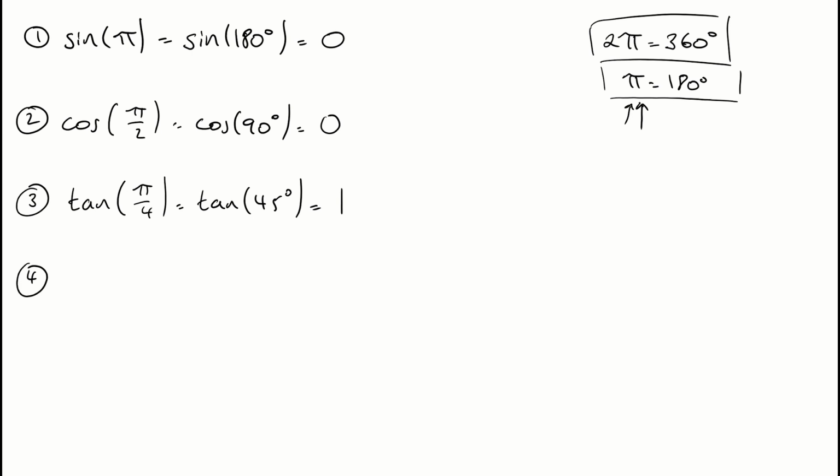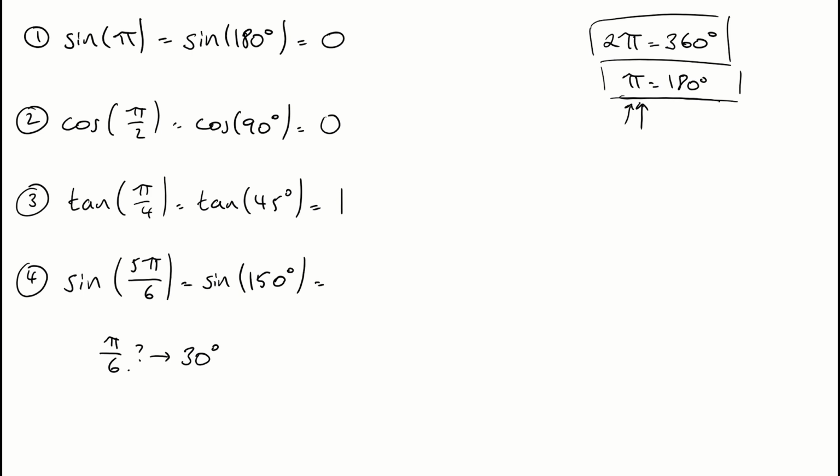Fourthly, maybe we're looking for what the sine of 5 pi on 6 is equal to. So let's have a look at what pi on 6 would be. Well, I know that pi is equal to 180 degrees, so if I divide that into 6 equal pieces, I would be dealing with 30 degrees. Now, how many of those pi on 6 portions do I have? I've got 5 of them. So 5 lots of 30, I'm looking to calculate the sine of 150 degrees.